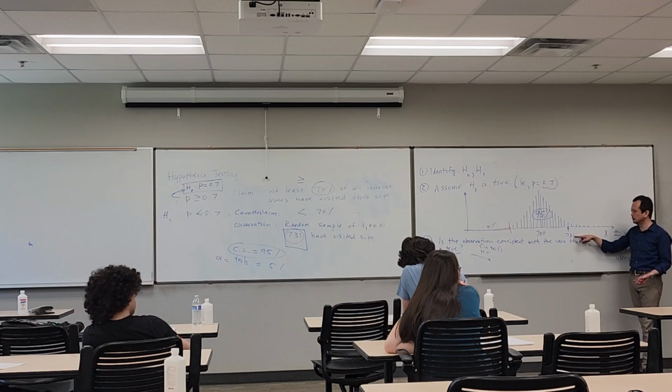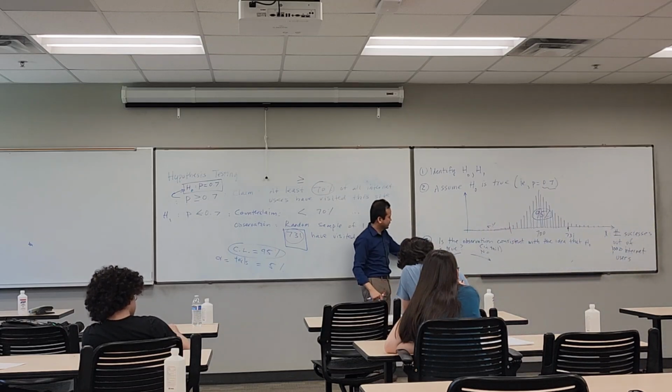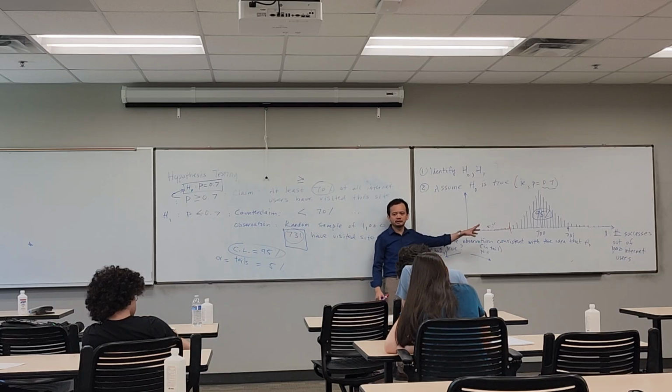So you can already conclude that the observation is in the body of the distribution, and therefore the observation is consistent with the idea that H0 is true. So now we can go ahead and formulate a conclusion without having to do any math. We're going to go back later and do the math. But for now, let's formulate the conclusion.